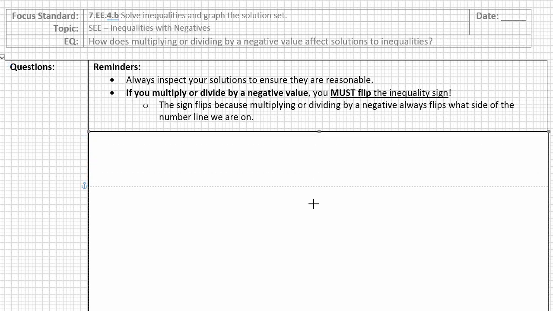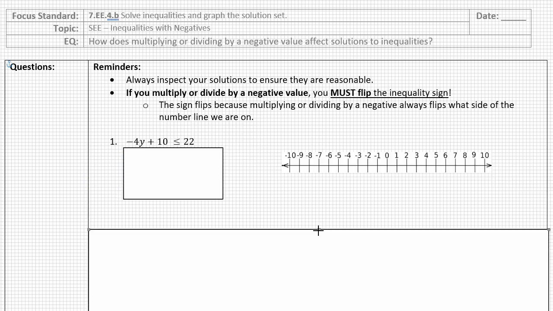Let's go ahead and look at our first example. For our first problem, we are going to look at negative 4y plus 10 is less than or equal to 22. Now, we're going to just follow the exact same steps that we used to solve equations as well as inequality statements. So you'll know to draw a line down the middle, dividing the left side of the statement from the right side.